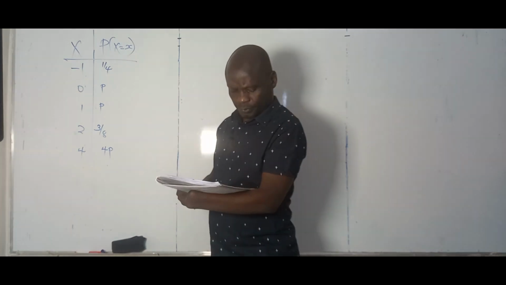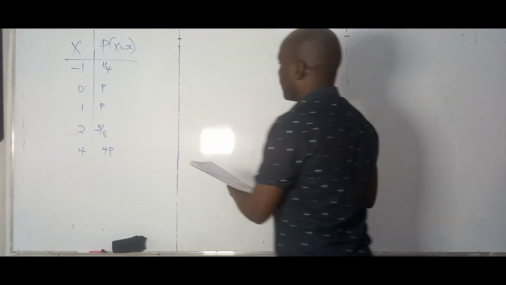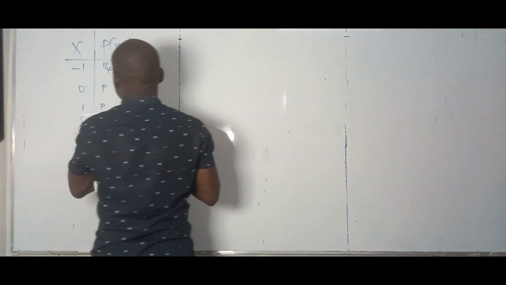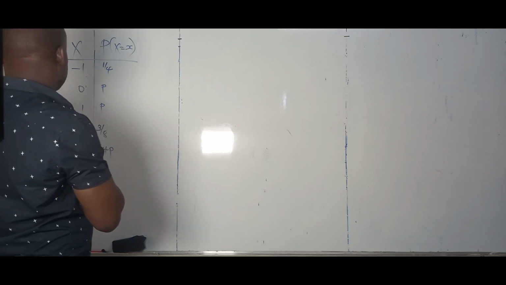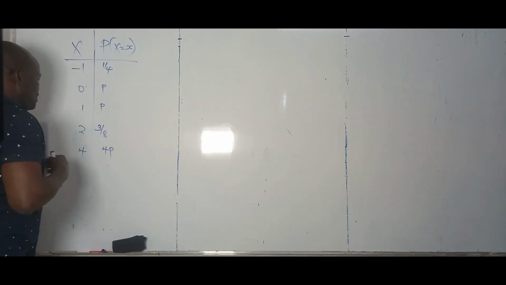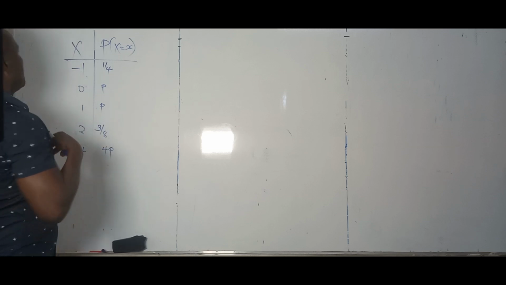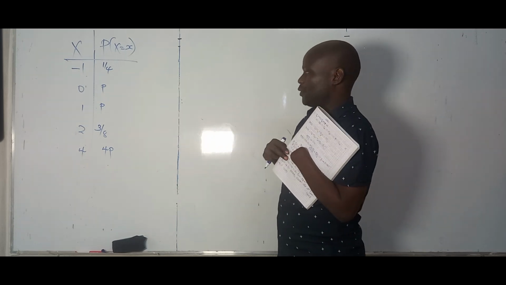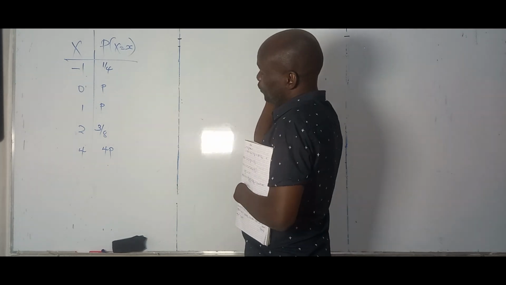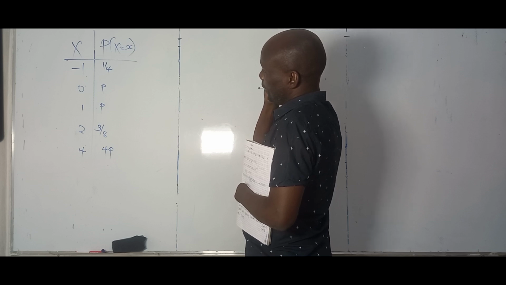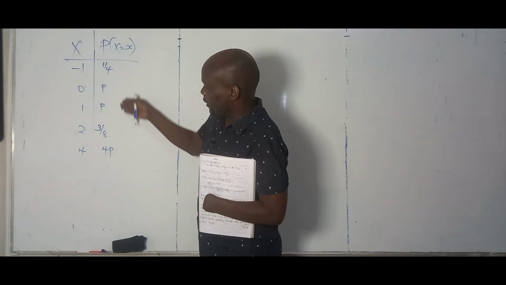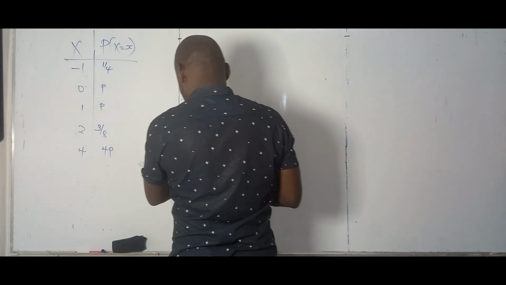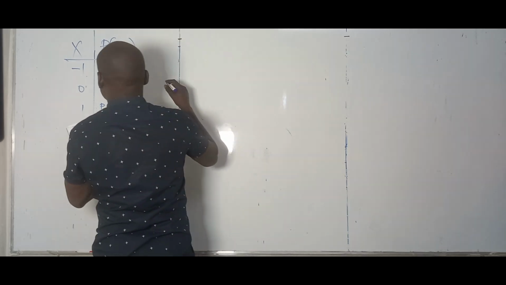Now, find the value of p, 2 marks. The first thing we do is to find the value of p. We should remember that total probability should add up to 1. That's the first condition. Total probability is supposed to add up to 1. And so it means that I can add all this and equate to 1, then make p the subject to get the solution.